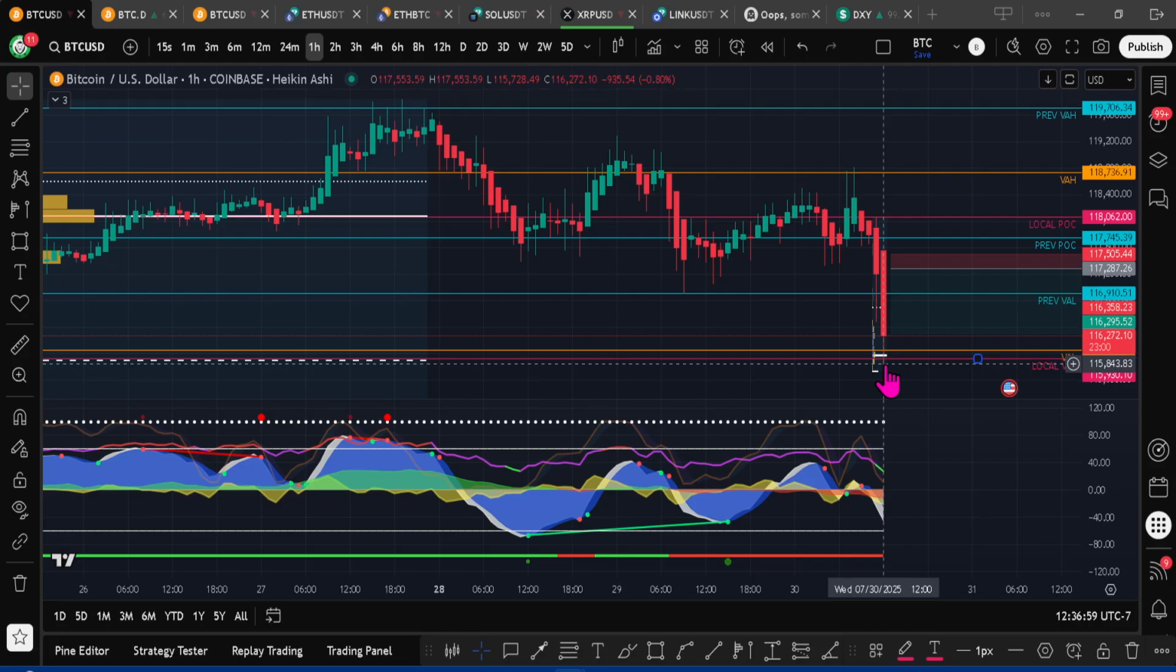All right, so again, you want to have a scalp account, and you want to have a day trade account, and you want to have a long-term account. You don't want to put all your eggs in one basket, so to speak.